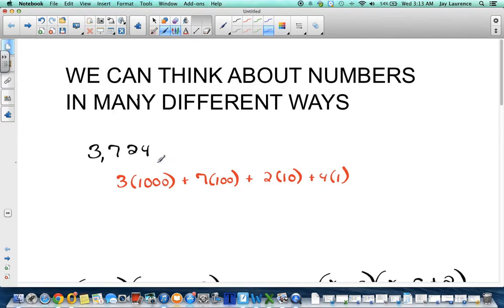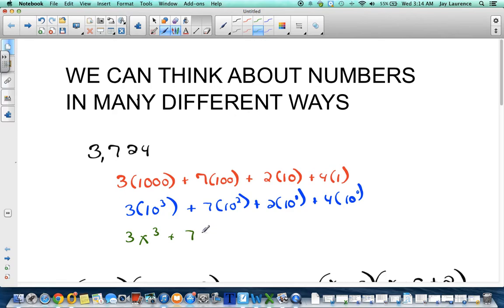polynomials. For example, we could think about this as 3 times 10 to the third plus 7 times 10 squared plus 2 times 10 to the first plus 4 times 10 to the 0 power. Well then that's no different than saying, hey, what if x equals 10, right? Or what if 10 equals x? That would be 3x cubed plus 7x squared plus 2x plus 4, which of course is a polynomial of degree 3, or a cubic polynomial, right? A cubic polynomial from our naming.